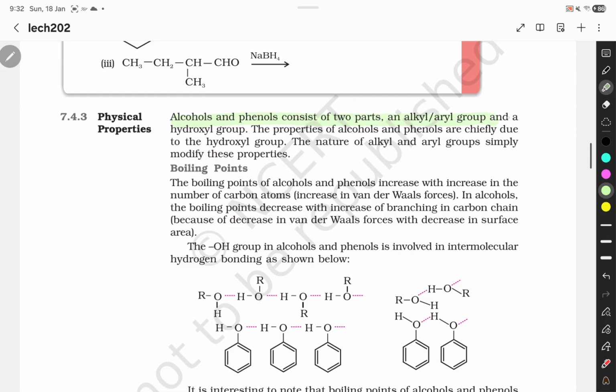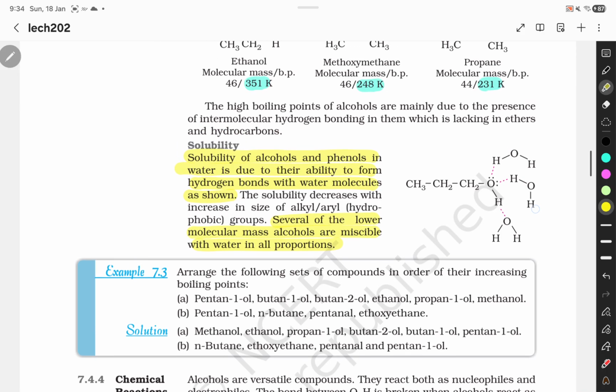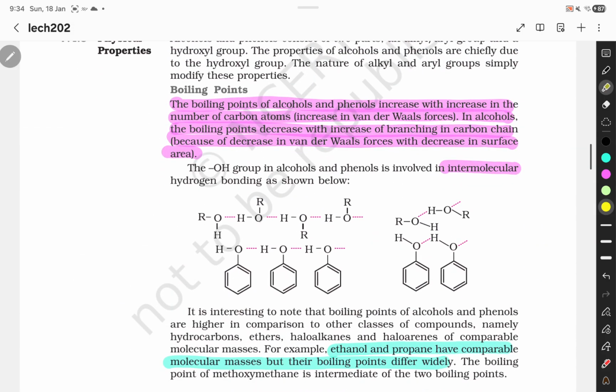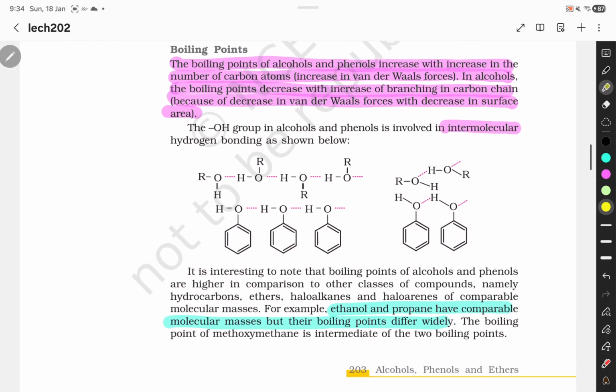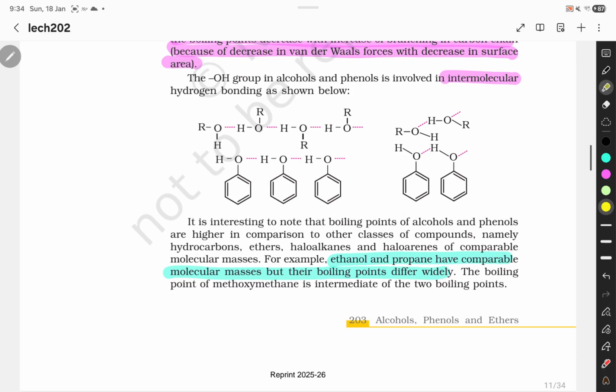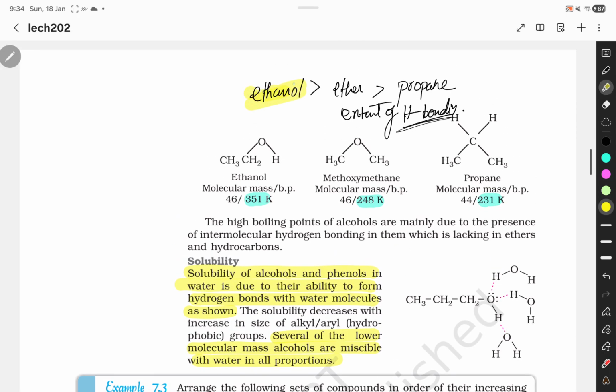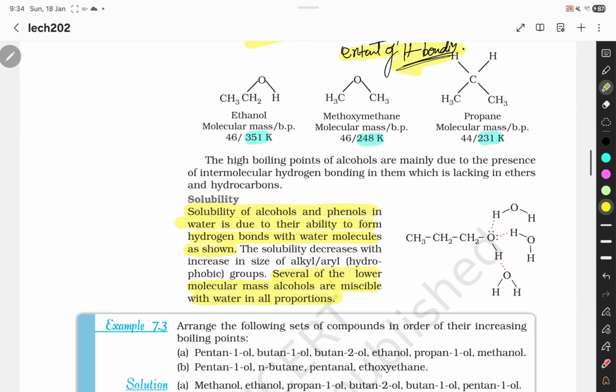Then physical properties, many things we have, I'll just narrow it down to two to three things. As you can see, there is not much actually in physical properties. They've just talked about boiling point and sadly nothing about melting point, because that's usually the one that we cannot do by logic, right? So you have to remember this order: ethanol is greater than ether is greater than propane, because of extent of hydrogen bonding, which is also very obvious.